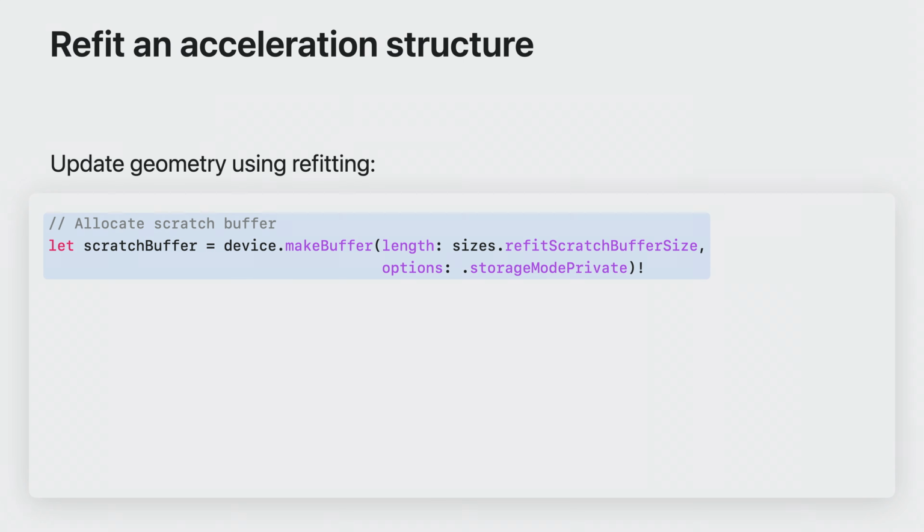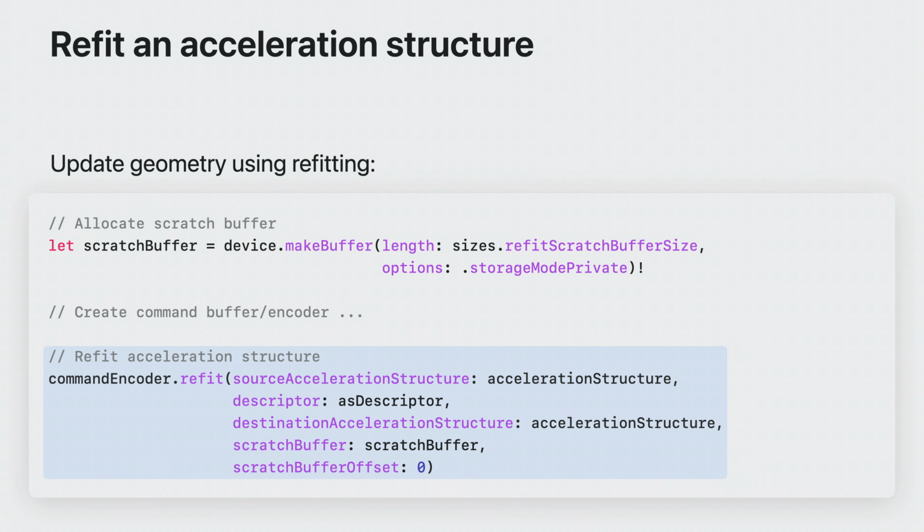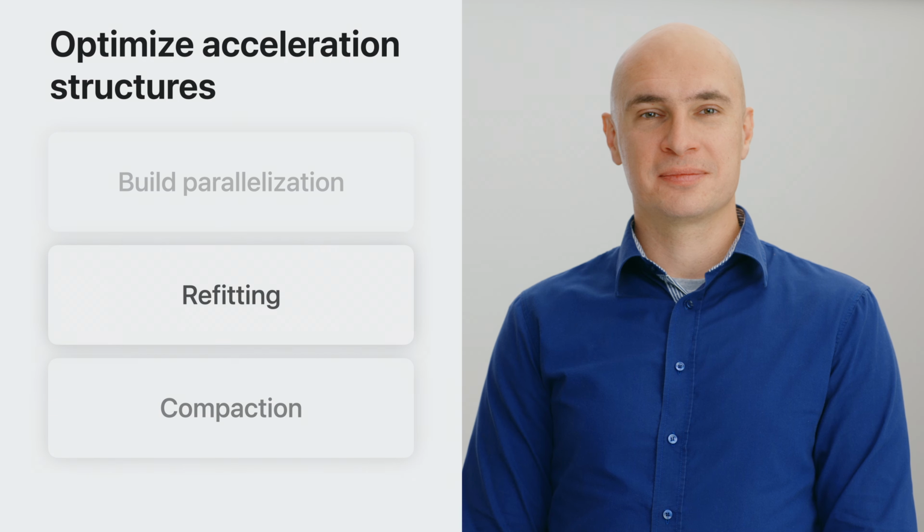Refit requires a scratch buffer like a build operation. The size of the refit scratch buffer is in the same struct you used earlier to allocate the acceleration structure. The refit operation runs on the GPU and is encoded with an acceleration structure command encoder. The refit can operate in place or into a different acceleration structure.